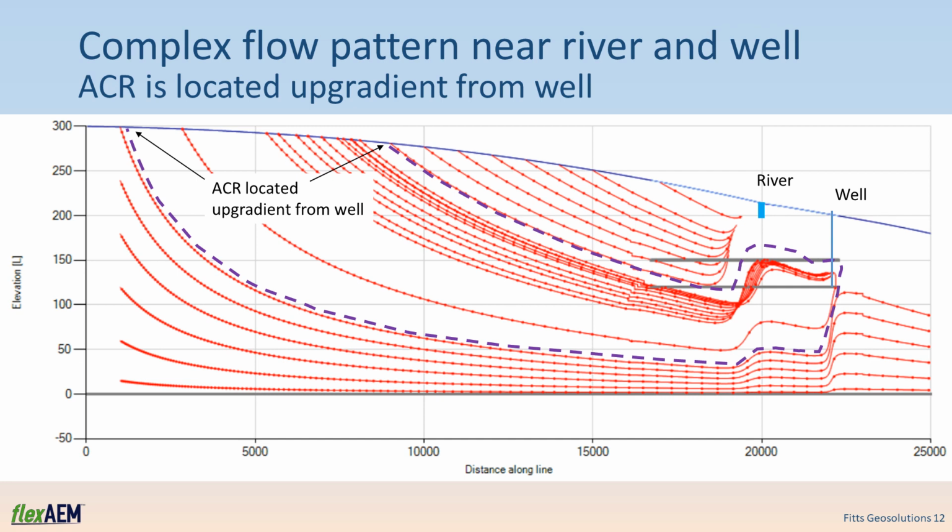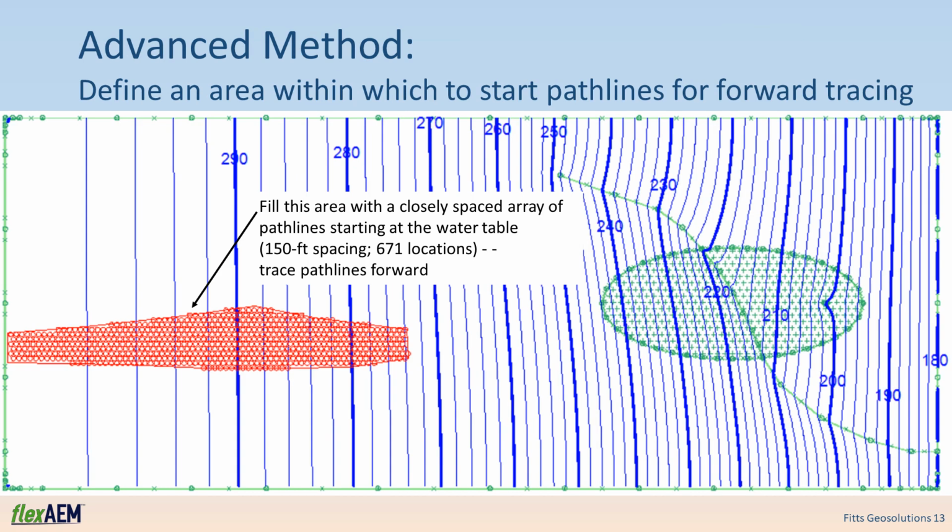This gives us a general extent of the location of the area contributing recharge at the water table up gradient from the well, but we realize that we have not determined its footprint over the land surface. We can do that using one of Anaxim's advanced features for pathline tracing, area pathline arrays. We first digitize a polygon area over the surface of the model within which we want to start a swarm of pathlines at the water table, where recharge enters the aquifer.